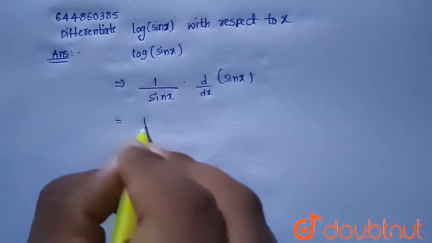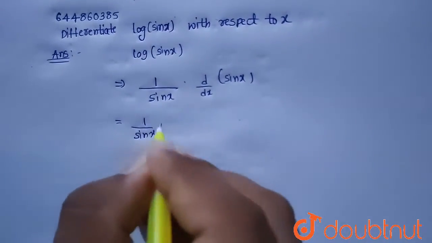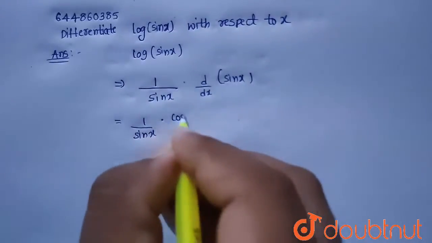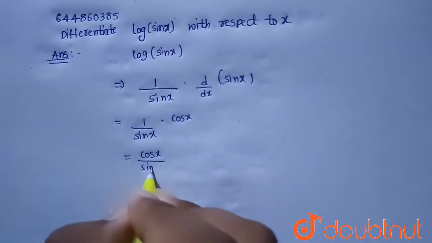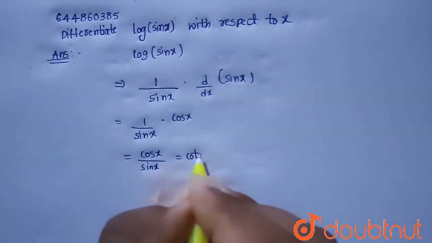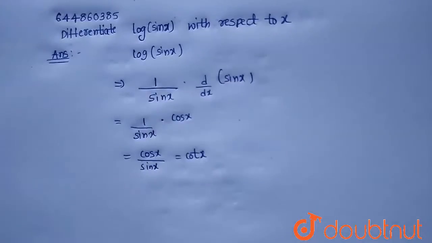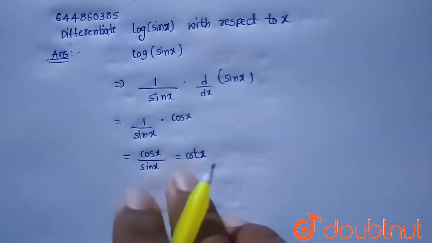So from this, 1 by sin x multiplied by the derivative of sin x, which is nothing but cos x, will be equal to cos x by sin x. So that is nothing but cot x. So the derivative of log of sin x with respect to x will be cot x. So cot x is the final answer.